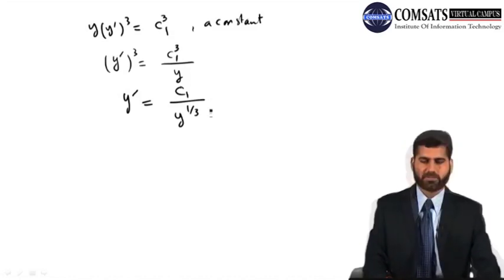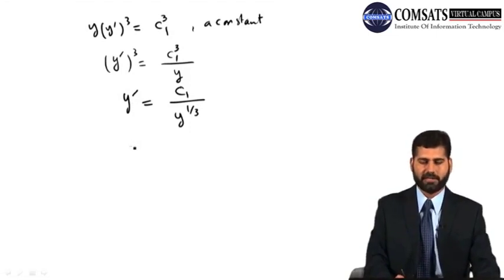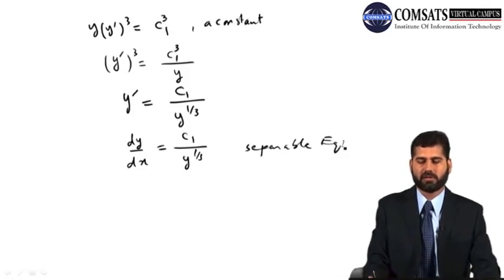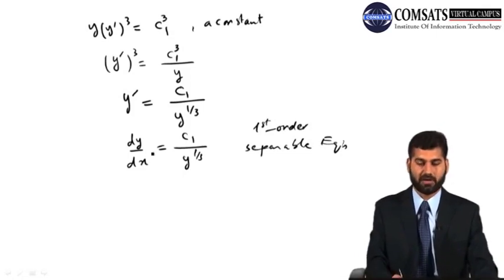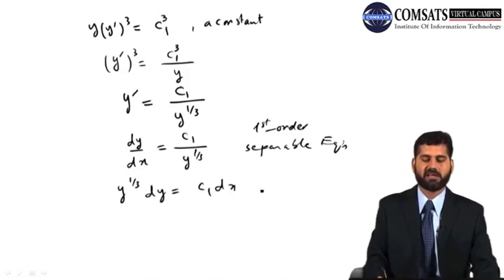So this is your solution here. Now by writing y prime as dy by dx, it is equal to c1 over y to the power 1 by 3. This is a first order separable equation, the easiest of all. So what we can do is bring this y on the left hand side and dx on the right hand side.